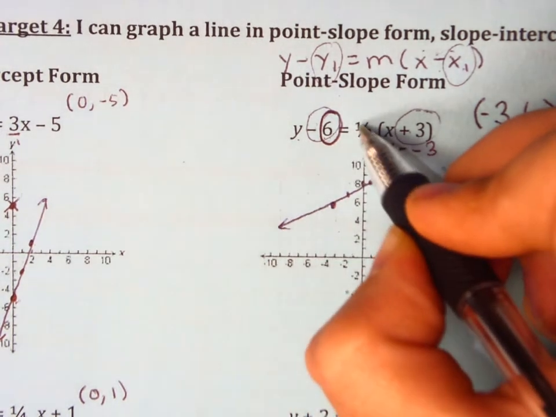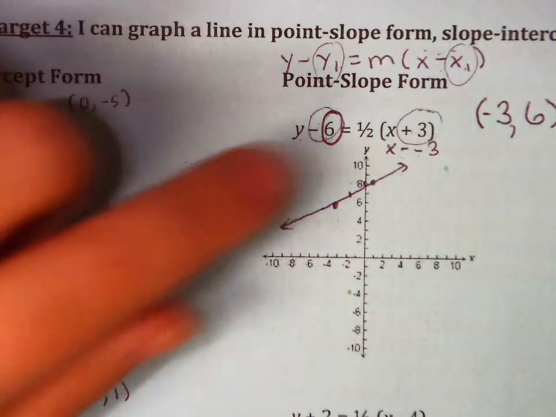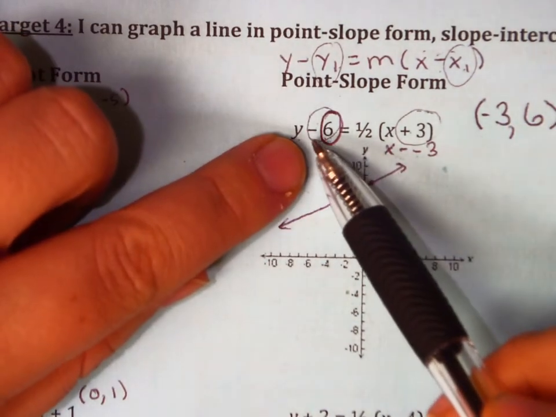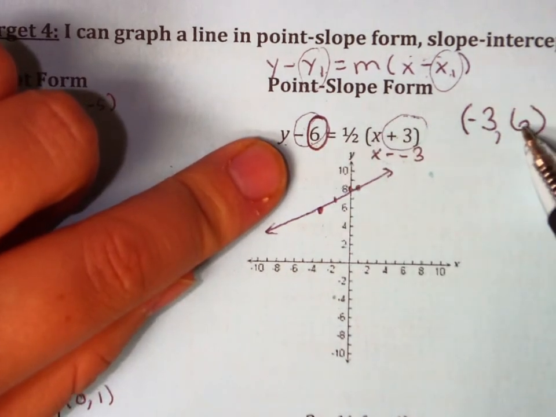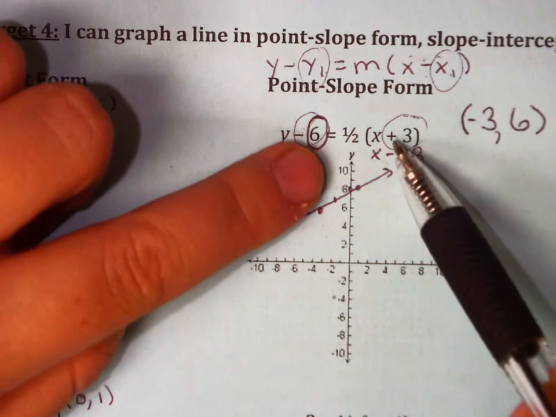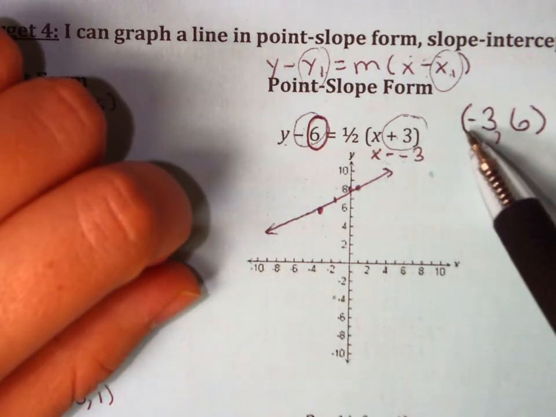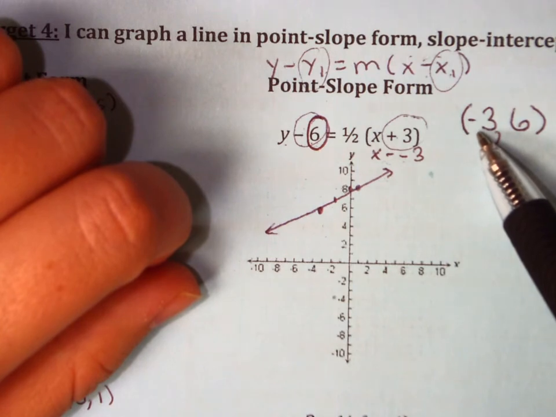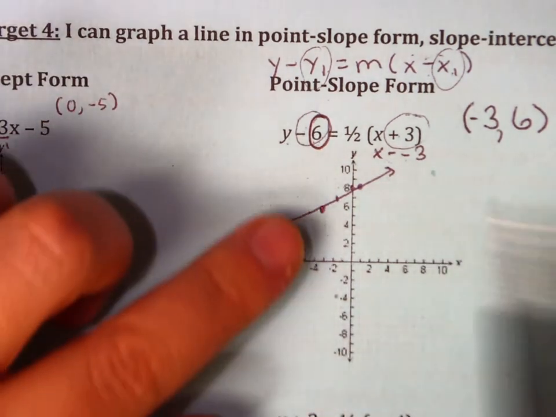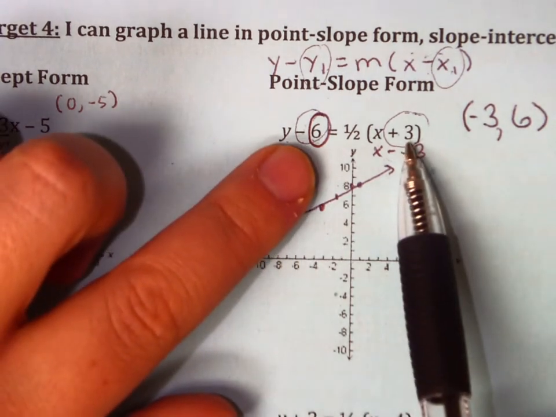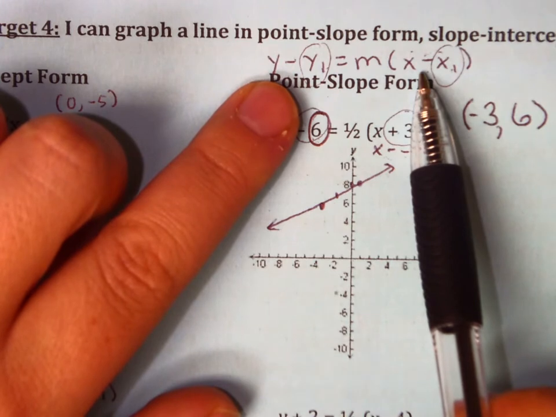Because my slope is 1 over 2. So if you notice, the fact that this looks like a minus 6, my actual y-coordinate was a positive 6. In the equation, this looks like a plus 3, so my actual x-coordinate is a negative 3. In point-slope form, your actual coordinate will always be the opposite of what these look like, because the minus is actually part of the equation.